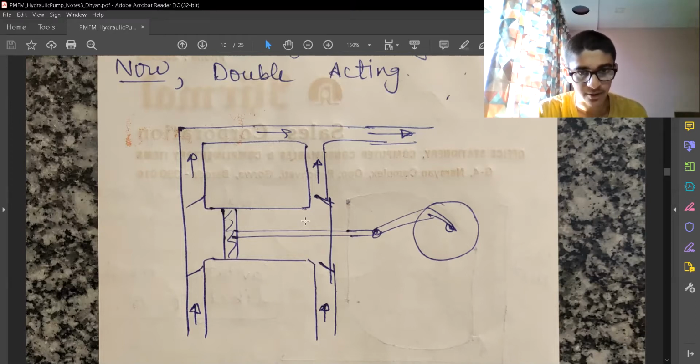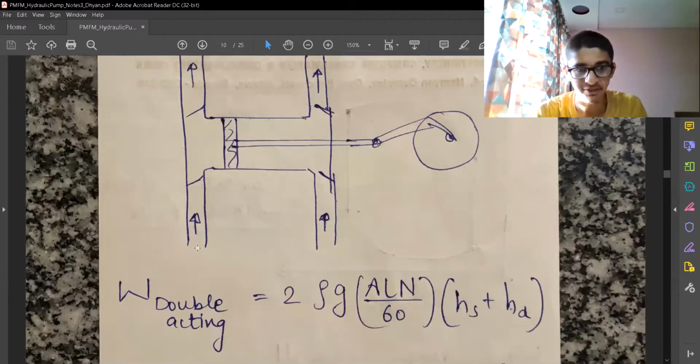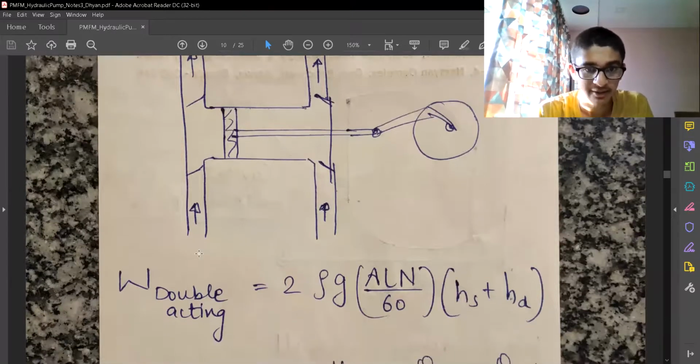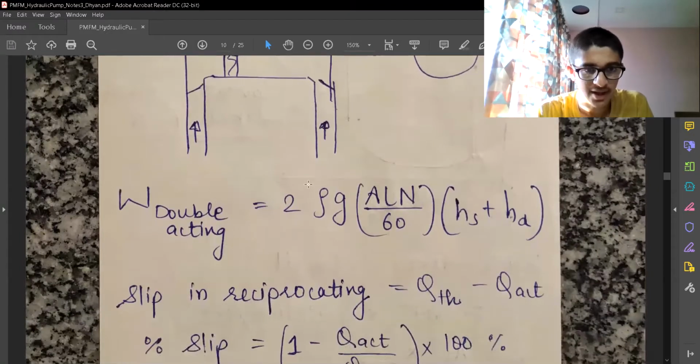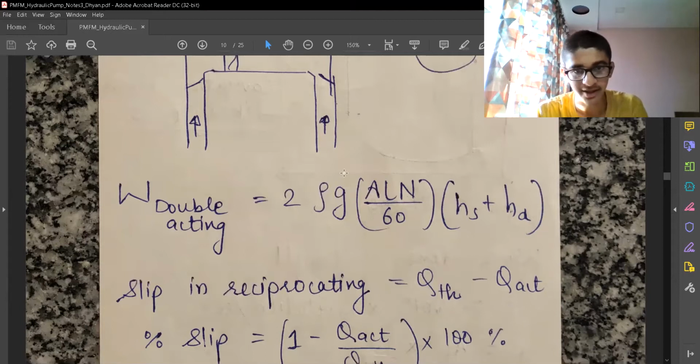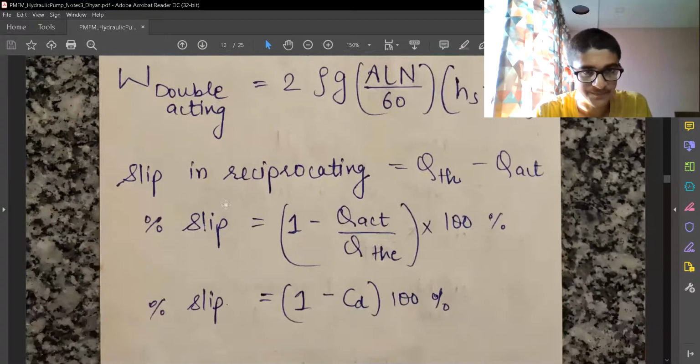And when we are moving in the opposite direction, from this end to the other end, this delivery line will close, this suction line will close, and the other two valves will open. So in the same stroke, we are having twice the work done and twice the delivery of water. So the work done directly increases by 2. That is the double work. We are doing double work and we are getting double the flow rate, since the flow rate is directly increasing to twice, and hence the work done is increasing.